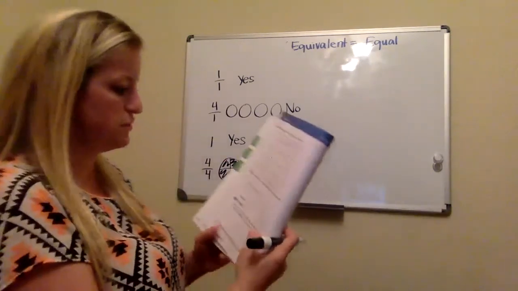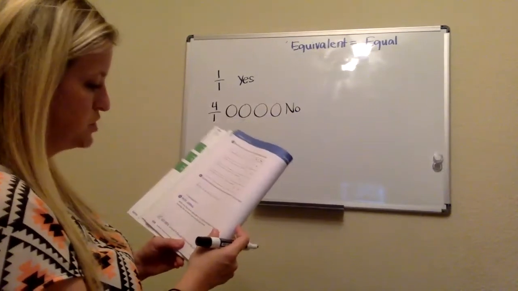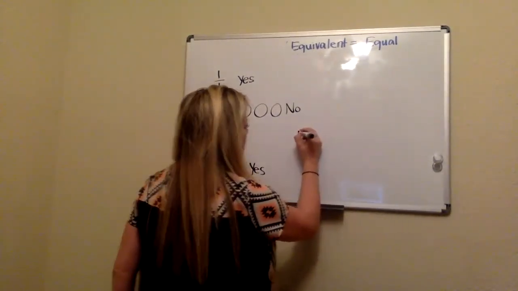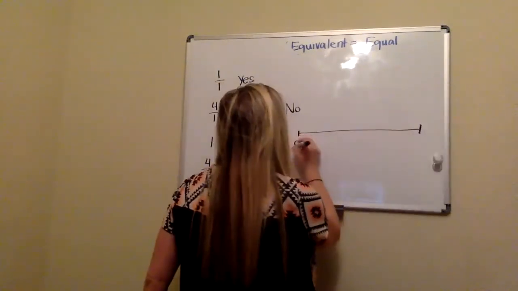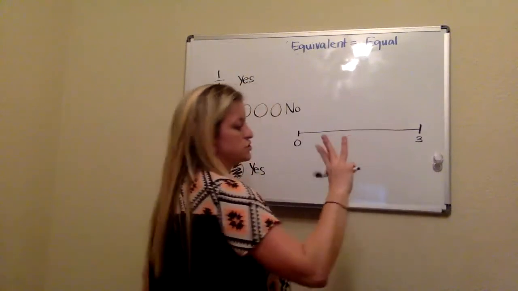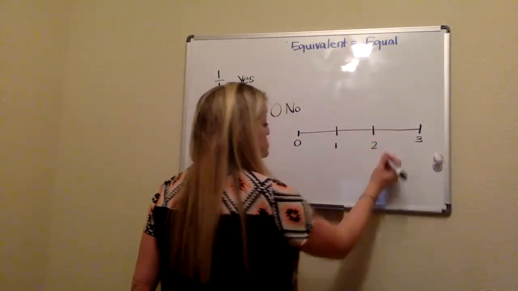All right, use the number line, number 8 on page 520. Use the number line to find a fraction equivalent to 3. Show your work. Okay, I have to draw mine. So 0 and 3. And then I have to draw 3. So there's 2 lines, 1 and 2. This is 1 whole, this is 2 wholes.